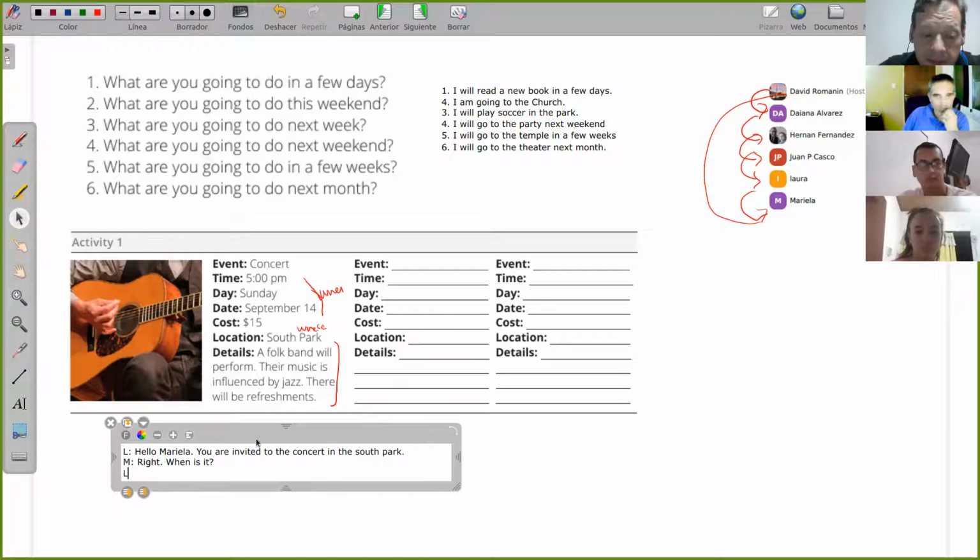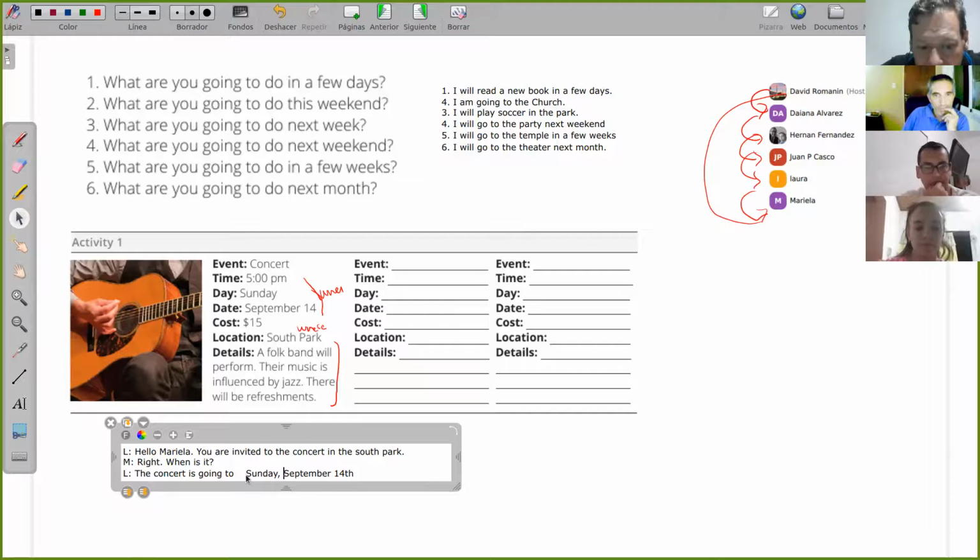Okay, Laura? The concert's going to be on September 14th. Ahí dije más, pero bueno. On Sunday. Okay. Sunday, we say it like this. Sunday, September 14. Okay?